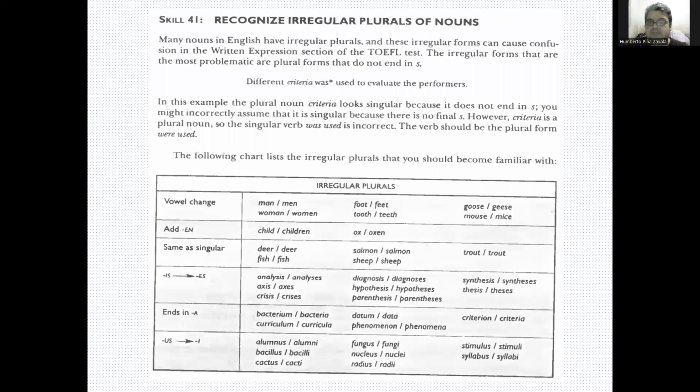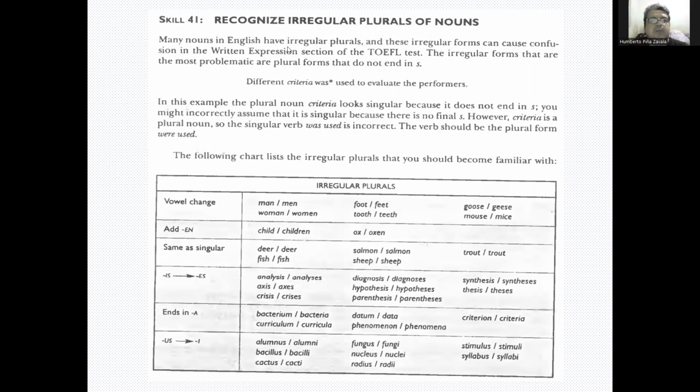We are working with structure and written expression, and today we're going to work with skill 41. Working with problems, we may have nouns. We already saw singular nouns. We distinguish between countable and uncountable. And skill 41: recognize irregular plurals of nouns.